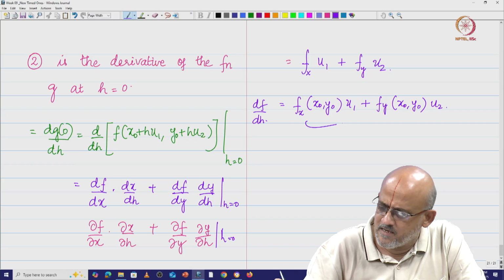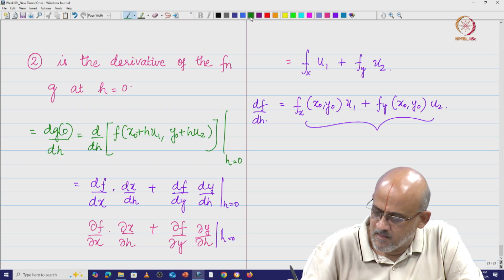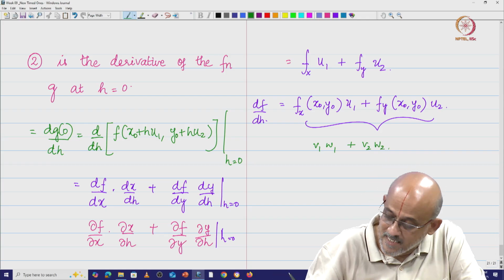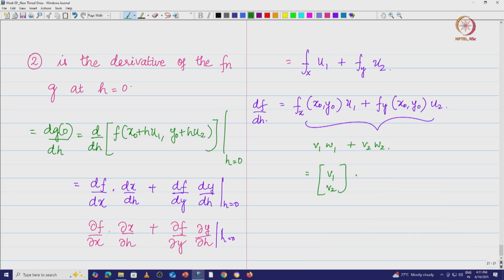We see something very interesting here. This is of the form v1 w1 plus v2 w2, and that is basically the dot product of the two vectors v1 v2 with w1 w2, right? That is exactly what I have here. So I am going to write this as fx fy dot product with the unit vector u1 u2.